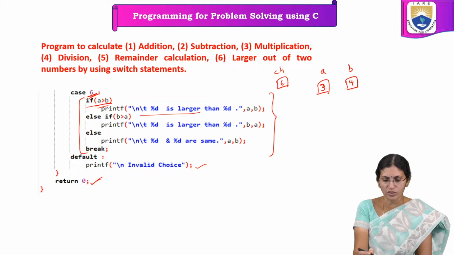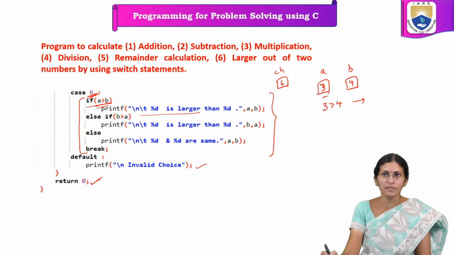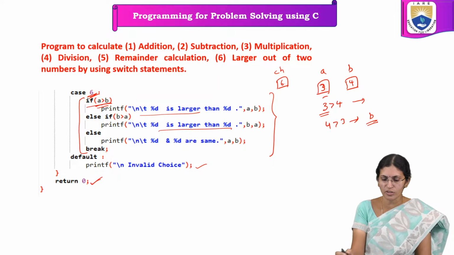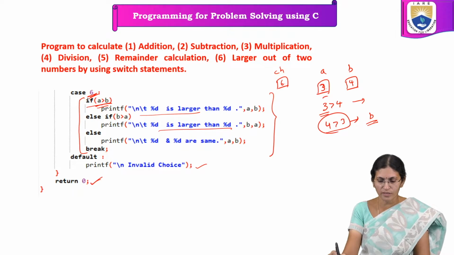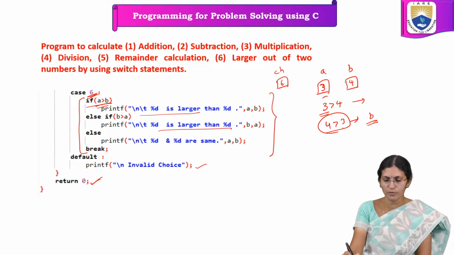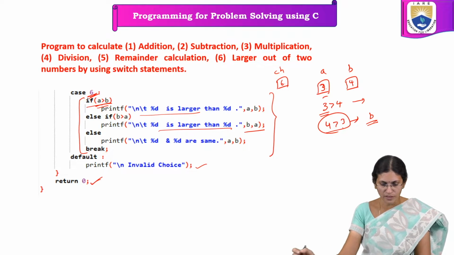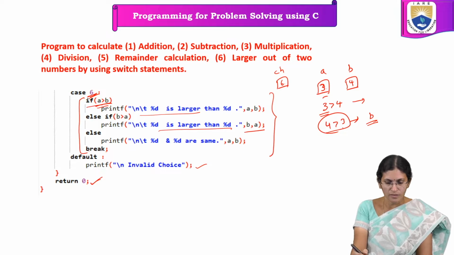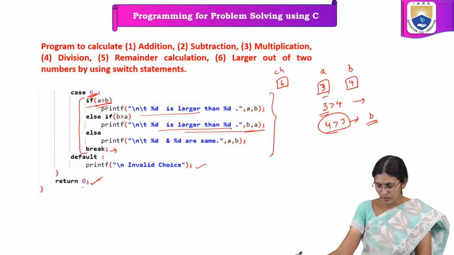So it will check the condition: if A is greater than B. If 3 is greater than 4, then A will be printed as larger. If B is greater than A, the B value will be printed. You can see here B is larger than A, so that will be printed. In this case 4 is greater than 3, so this option will be evaluated. After this condition becomes true, this statement will be evaluated, then the break statement will be encountered, and after that the program will exit.